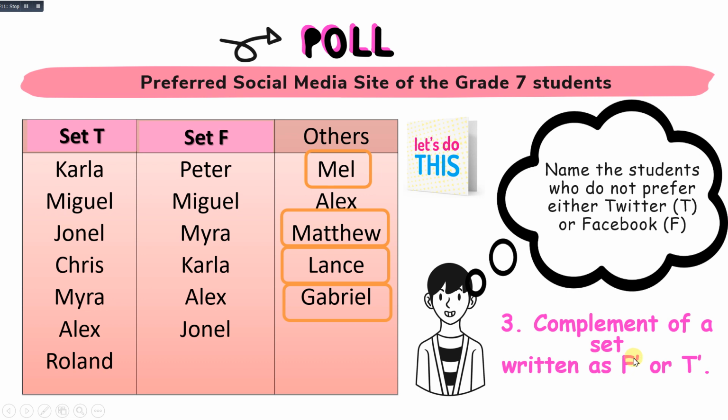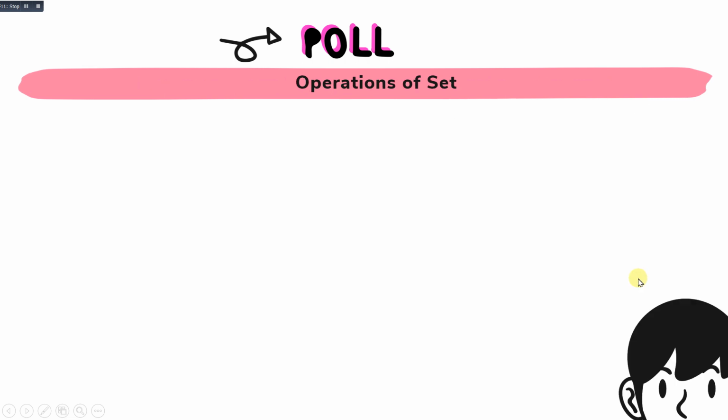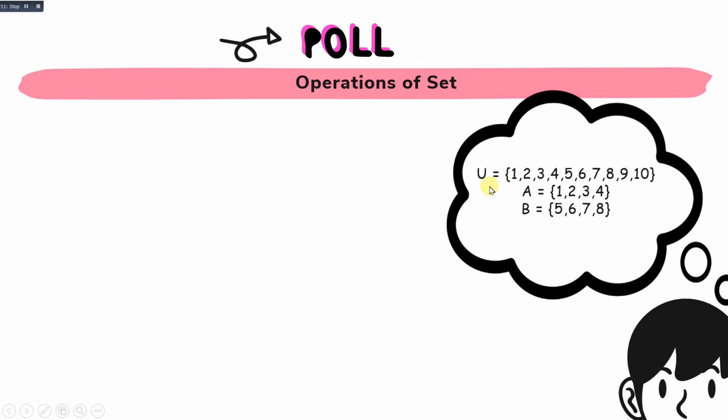So we see here the difference. For this example, we have a universal set counted from 1 to 10, and also another set A and set B. Now, if the question is what is the complement of set A? To answer that, you just need to identify the elements that are not present in A but present in U, which is the universal set.